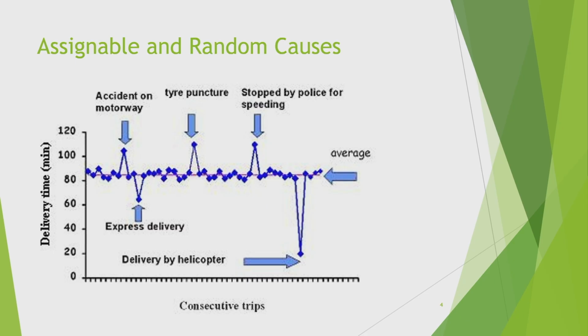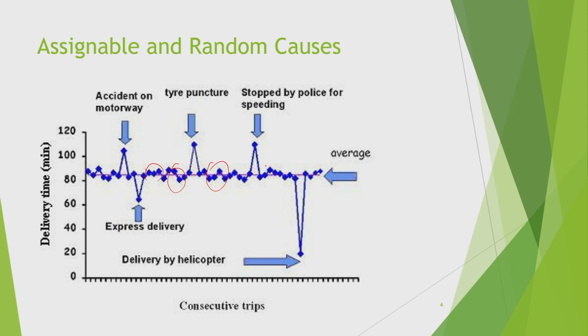Some fluctuations are there because there is randomness. Let us talk about assignable and random causes. Let us say some delivery boy makes trips, supplies goods, and you are noting down the delivery time. The delivery time keeps fluctuating, in terms of minutes, from the office to the same destination. Sometimes maybe the average is 85 or 86, whatever this line comes, but there are random fluctuations. Some fluctuations will be very small.